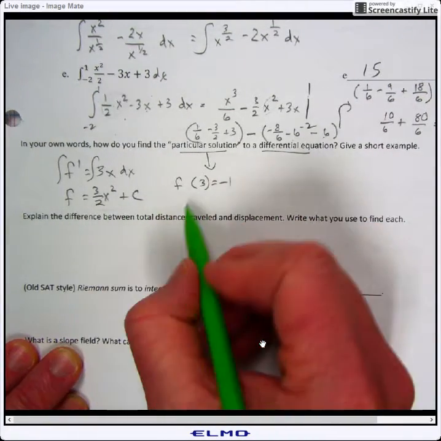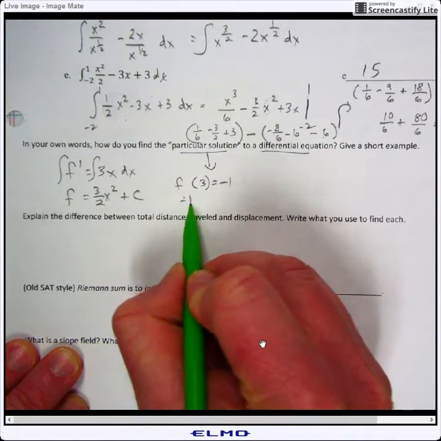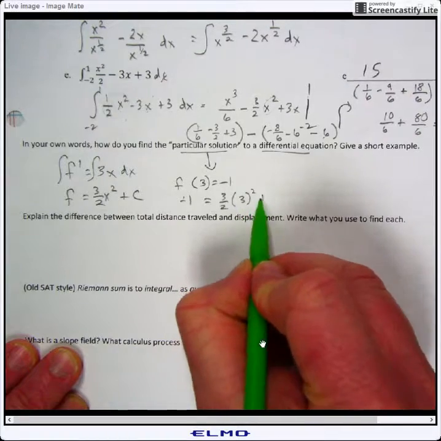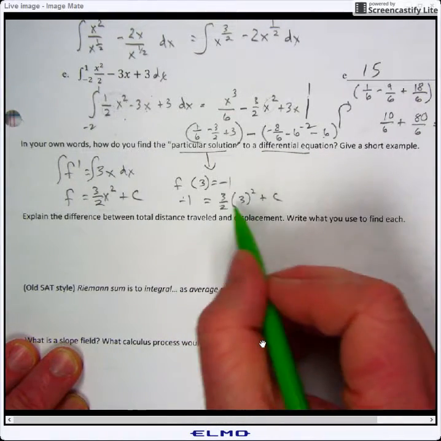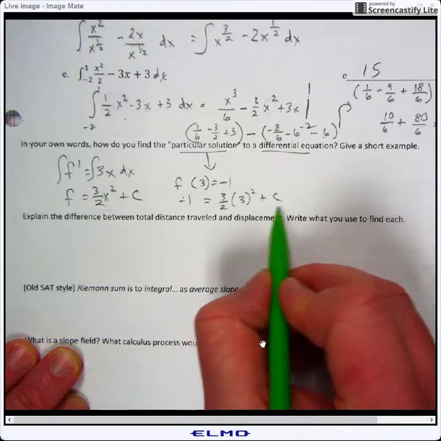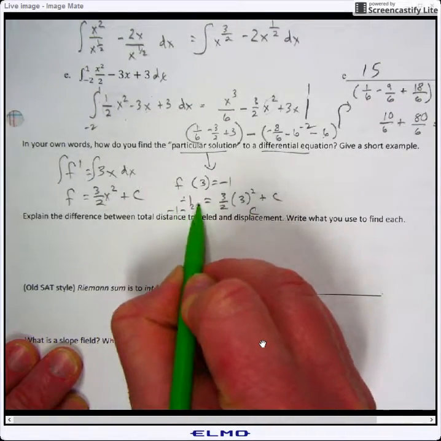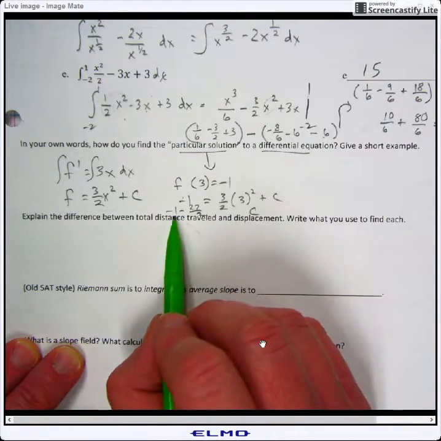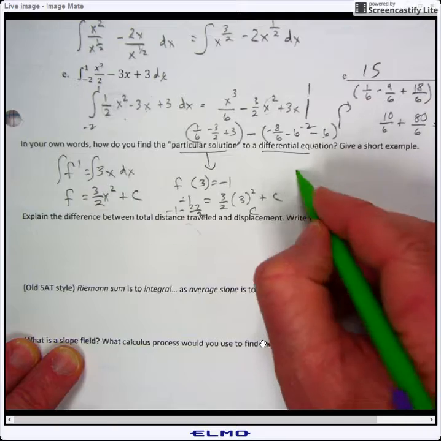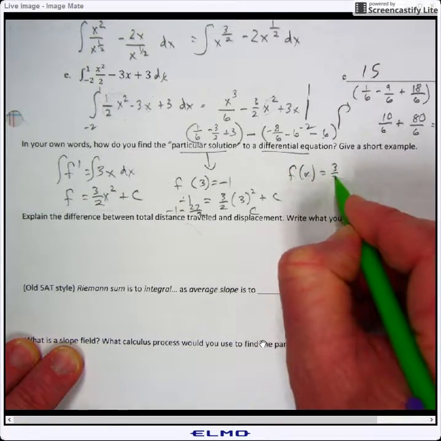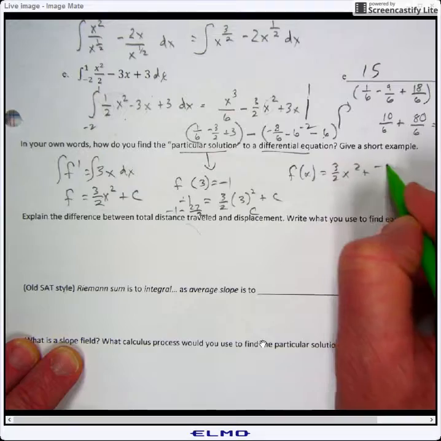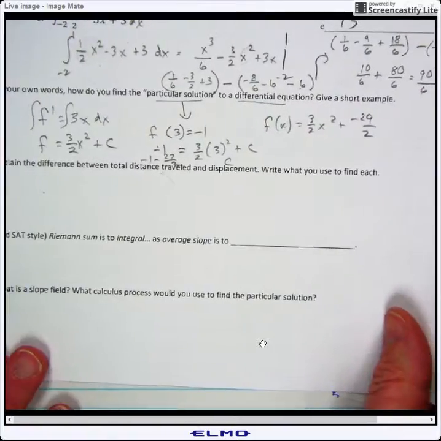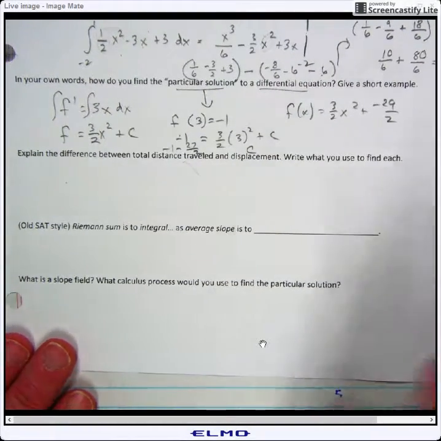So in this equation that we just got, f of 3 is -1. So 3 halves times 3 squared plus c. So 27 halves. So c would be -1 minus 27 halves. That's a great example with the easy problem. So that's -2 halves, -29 halves. So your final answer would be f of x equals 3 halves x squared plus -29 halves, or minus 29 halves. Okay, so understanding what that term is, it's not a definite integral.